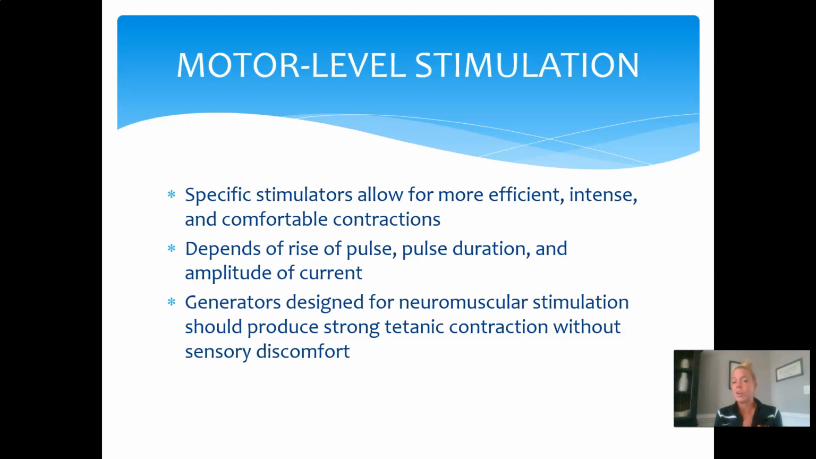Generators that are designed for neuromuscular stimulation will help to produce a strong tonic contraction, and they are pretty comfortable. Most of the neuromuscular eStim units that we have are typically handheld battery units, at least the ones that I've seen in the clinic. None of our machines that we use have a neuromuscular eStim button. What we typically use in place of that is Russian stimulation.